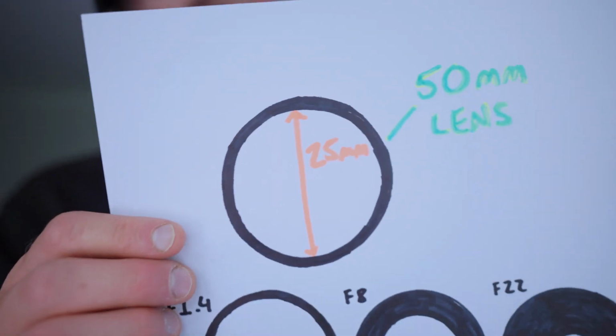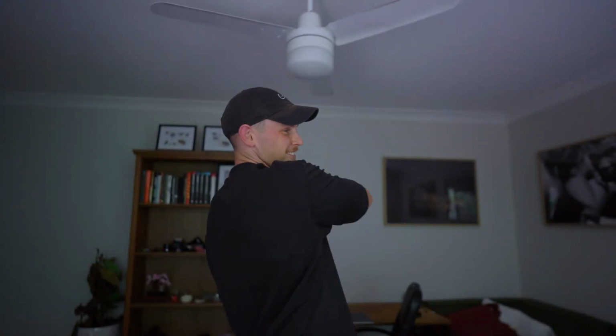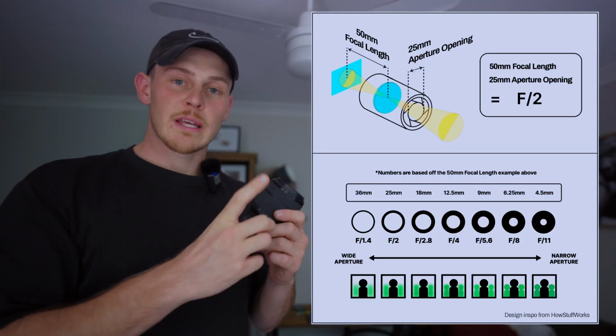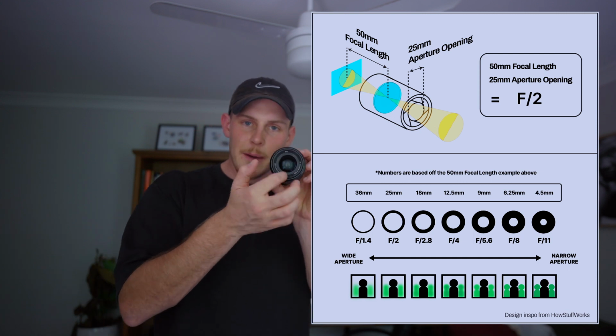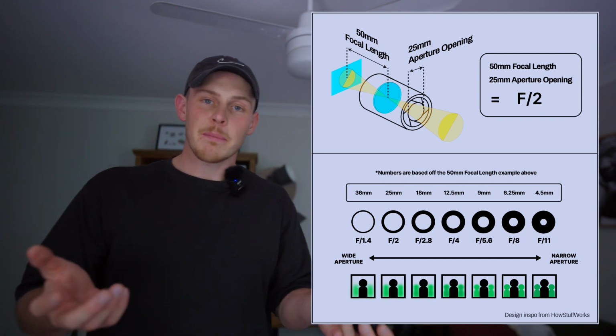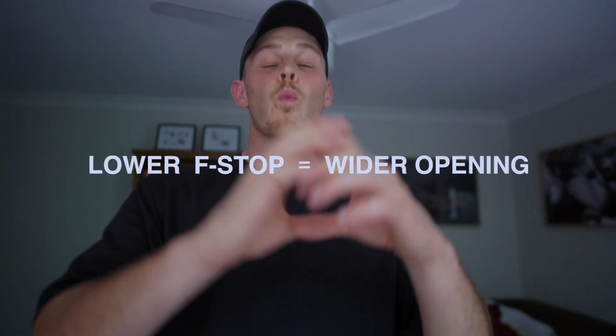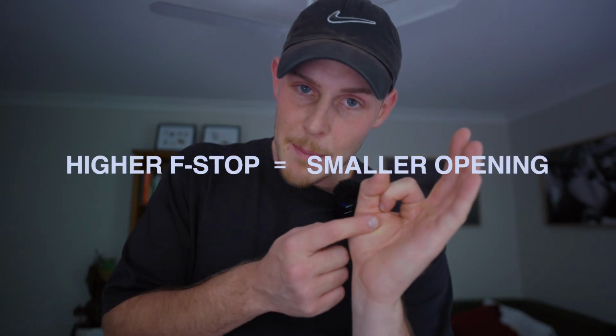I tried doing a little drawing to explain it, but it sucks. So I'm just gonna put it there instead so you can see. So for example, if we've got a lens with a focal length of 50 millimeters and the diameter of the aperture opening is 25 millimeters, then we've got an f2. If that's too much, all you need to remember is that the lower the f-stop number, the wider the aperture opening. In reverse, the higher the f-stop, the smaller the aperture opening. Cool? Cool. So besides exposure or brightness, aperture has another really cool feature, which is depth of field.